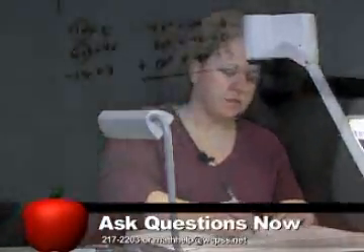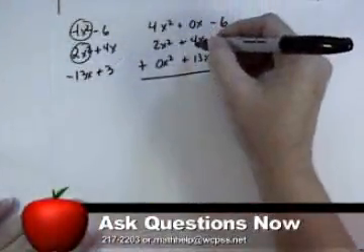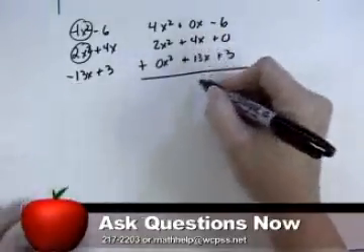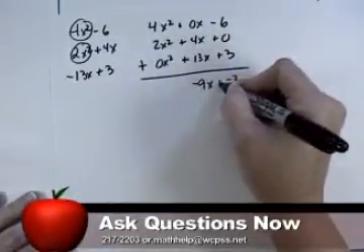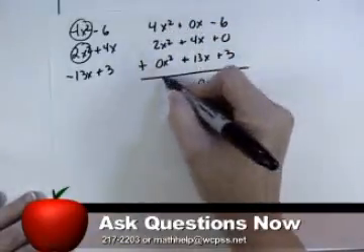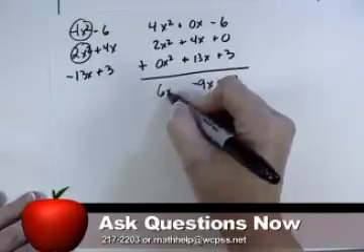Okay? So the first thing we're going to do, negative 6 plus 3 is negative 3. 0 plus 4 plus negative 13, should be negative 9x. 4x squared plus 2x squared plus 0x squared is 6x squared.